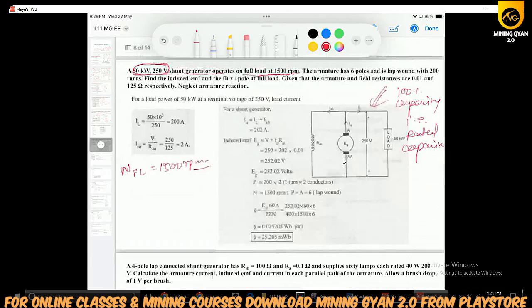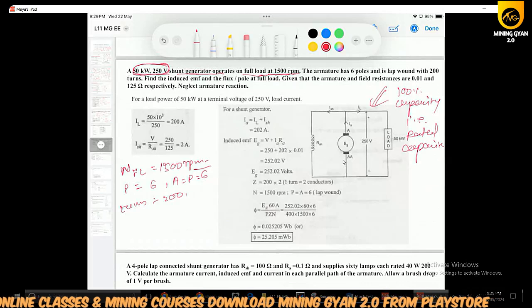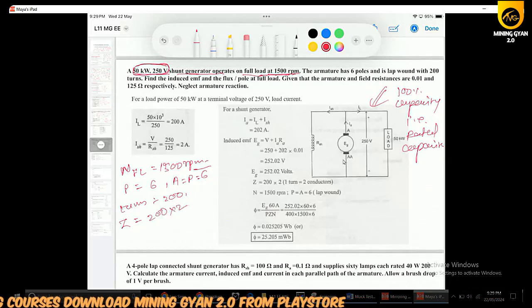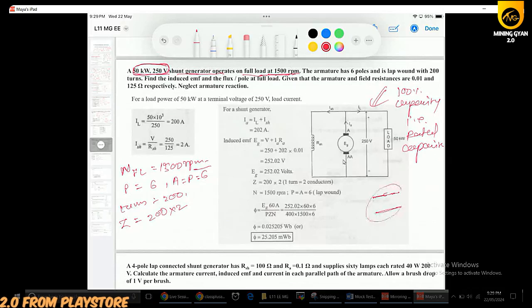And the armature has number of poles equal to 6. It is lap wound, means A equals P equals 6 only, with 200 turns. So Z will be 200 into 2, because two conductors will make 1 turn. These are the two conductors, and if you want to make it a turn like this, you have to join these two. So 1 turn equals 2 conductors. Then total number of conductors will be 200 into 2, and that is 400.